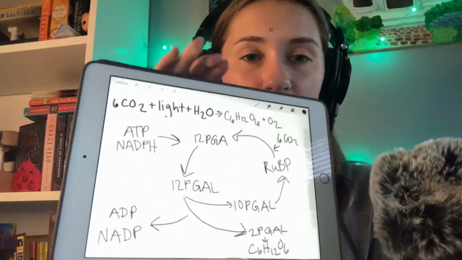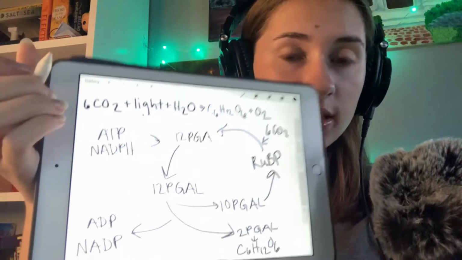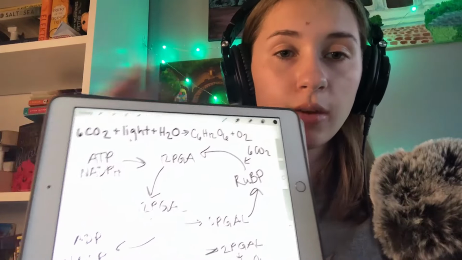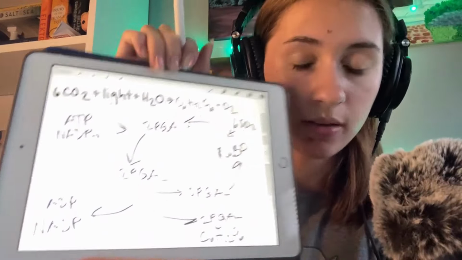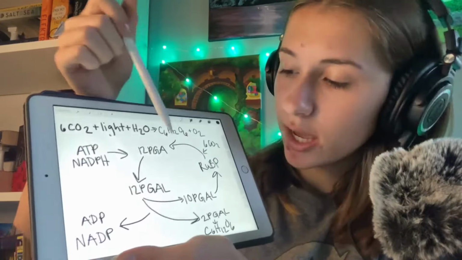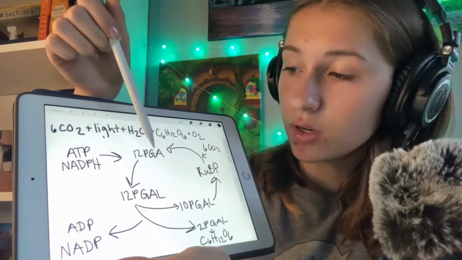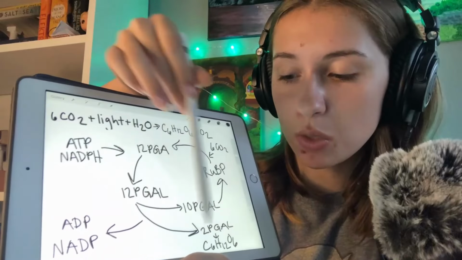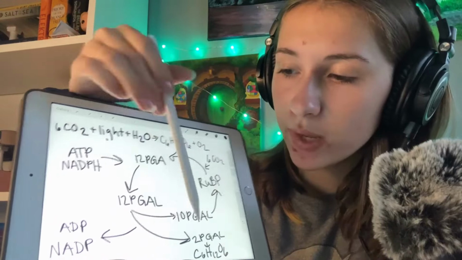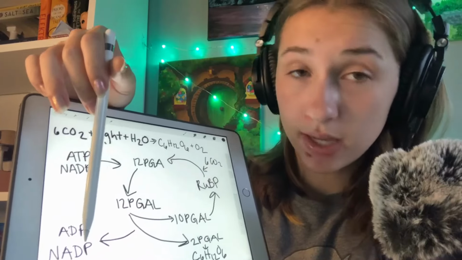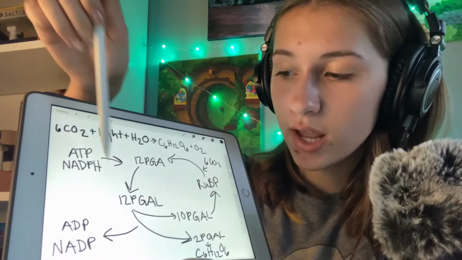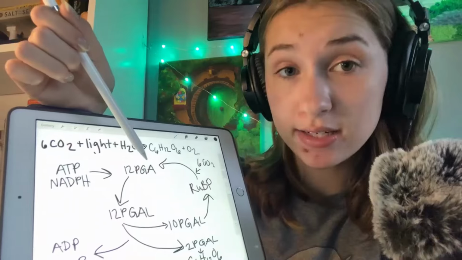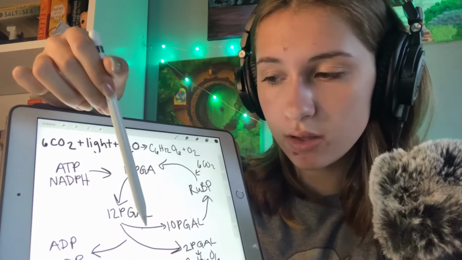I'll explain this a little better this time. So from the light dependent reaction, we have ATP and NADPH. It's going to join with our 12 PGA to create 12 PGAL. 10 of it is going to go on to continue the cycle, and 2 of it is going to break off to make glucose. Now when it does that, our ADP and our NADP leave because the extra H here, the H here and the H here to make it triphosphate and NADPH were added to the PGA to make it PGAL. So now they're gone.